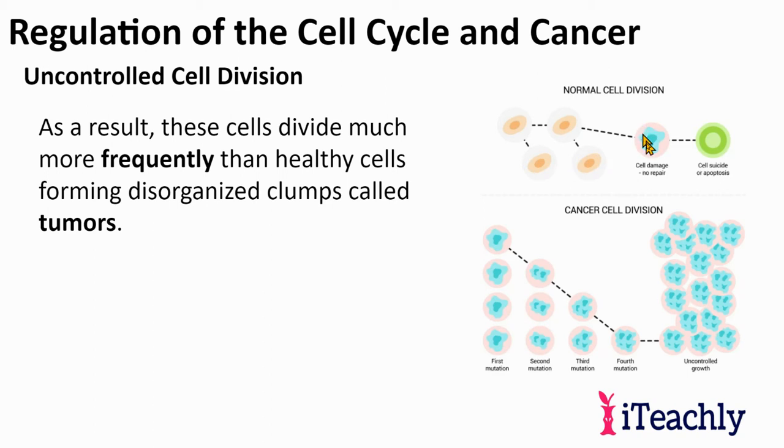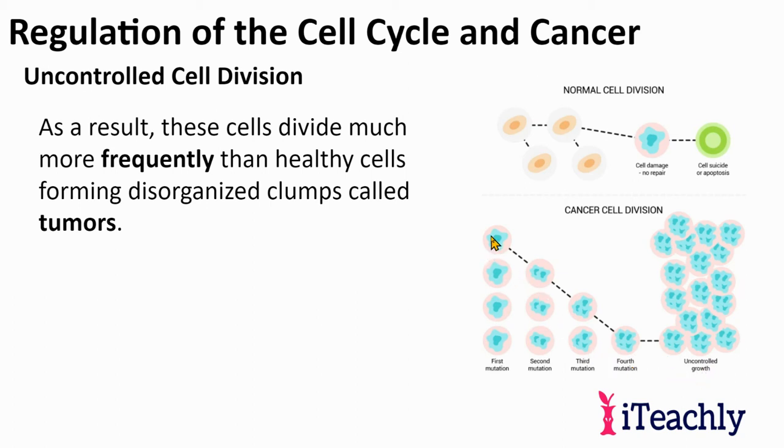So this is a normal cell. So if you have cell damage, basically it's going to kill itself, right? So this is apoptosis, it's going to die. But here, these cells, so here's the first mutation, right? And now this cell is going to divide. This is the second mutation, and it's still going to divide though. And now here's a third mutation, but it's still going to divide. And now here's the fourth mutation. And this fourth mutation is where you get this uncontrolled growth.